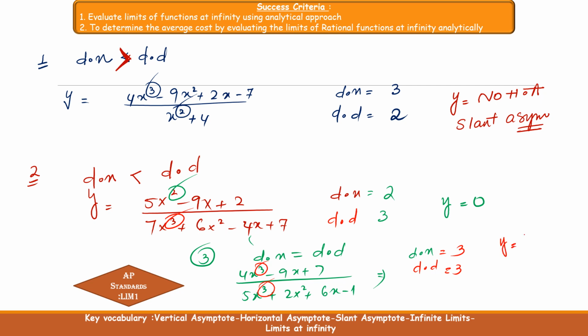Horizontal asymptote will be at leading coefficient of numerator divided by leading coefficient of denominator. So what is the leading coefficient? The coefficient which is written with the highest degree. So that is 4. And in the denominator, it is written as 5. So our answer is 4 over 5.